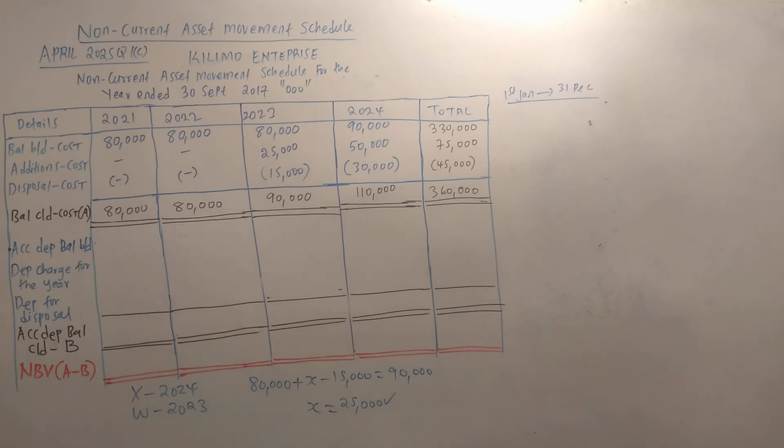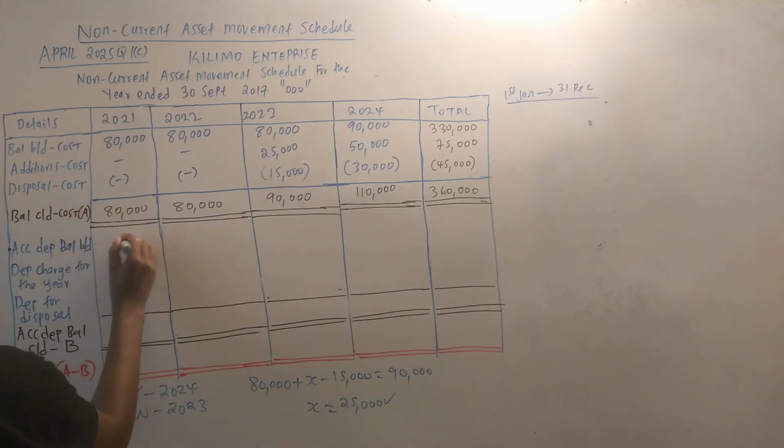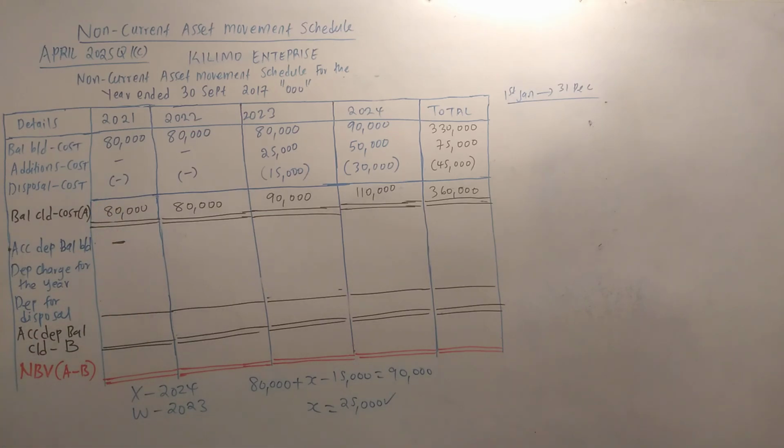Good. Now let's go to accumulated depreciation. Because the business started on 1st January 2021, there was no accumulated depreciation at the beginning. So it is a dash. Because the business started that year, on 1st January 2021, there was no depreciation in 2020 because the business did not exist in 2020. Therefore there is no depreciation brought forward from 2020. So it is zero.